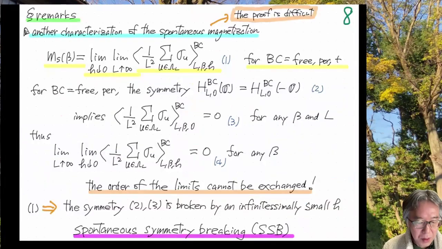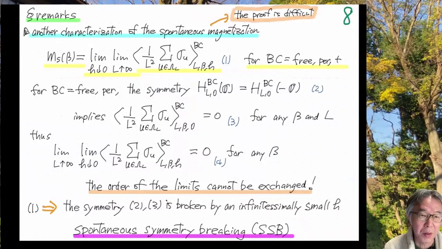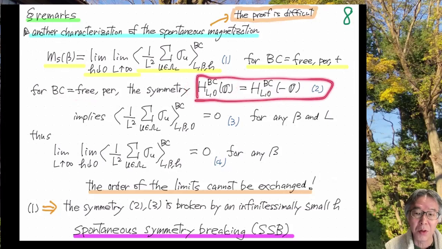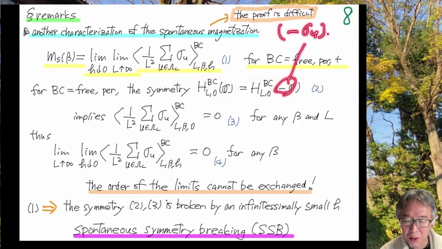And this is just a characterization, but here is a very important remark. Suppose that our boundary condition is either free or periodic, and in this case, the Hamiltonian with zero magnetic field satisfies this symmetry, the global spin flip symmetry. Minus sigma means the spin configuration in which all the spins are flipped.